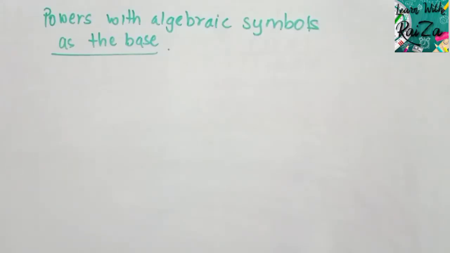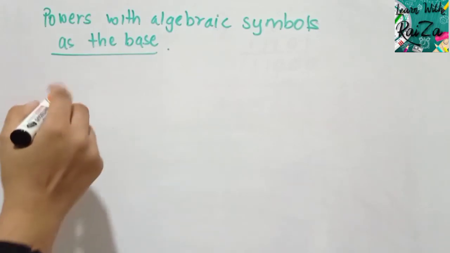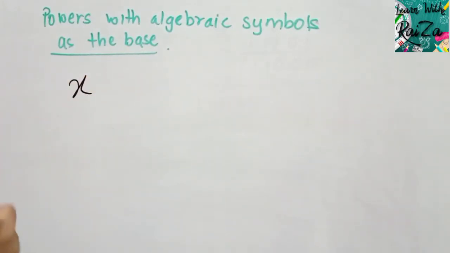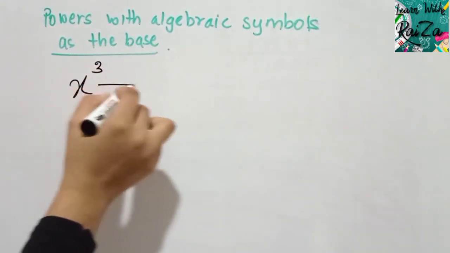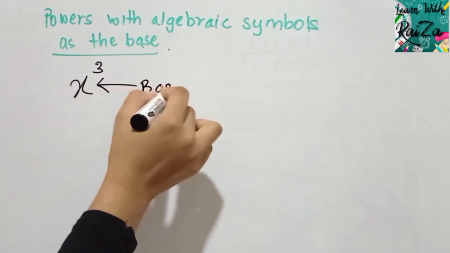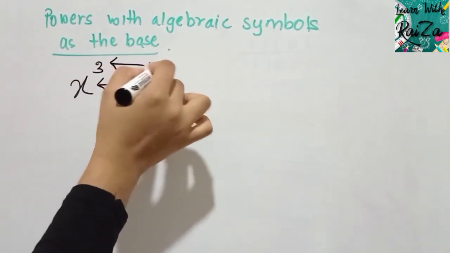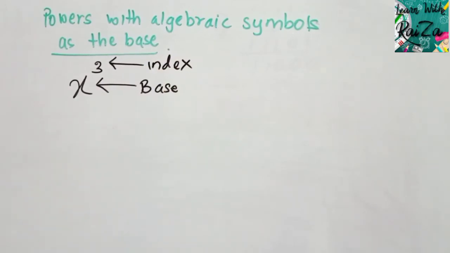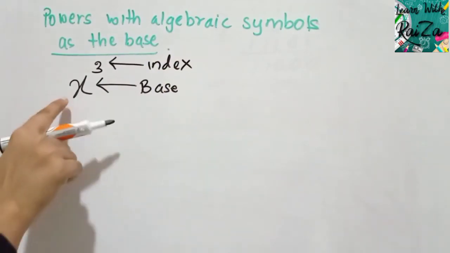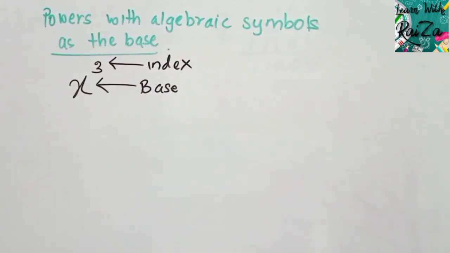Right, now it's time to go to the next part of your lesson, that is how to write down powers with an algebraic symbol. An algebraic symbol will be your base. So that means, for example, the base is the bigger number x, x to the power 3. This is the base and this is the index as usual. So the only change is that the base is a letter. Algebraic means a simple letter in your alphabet.